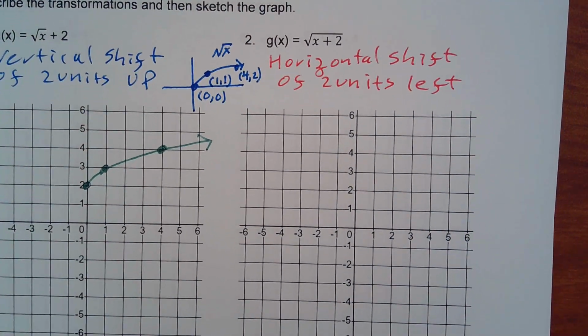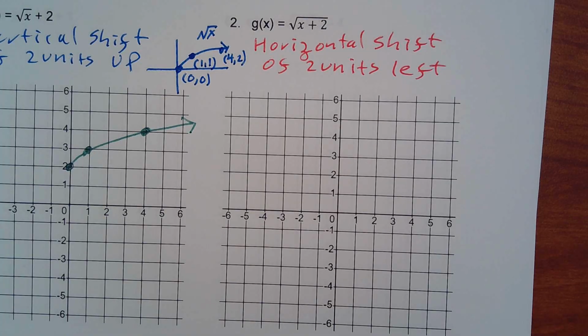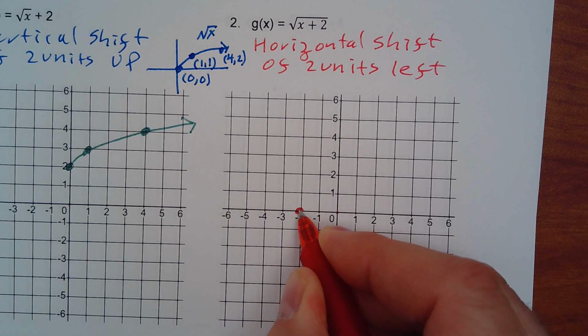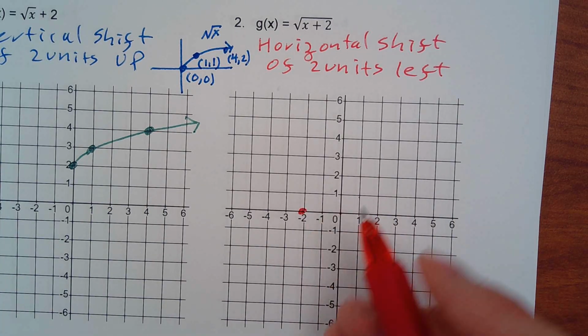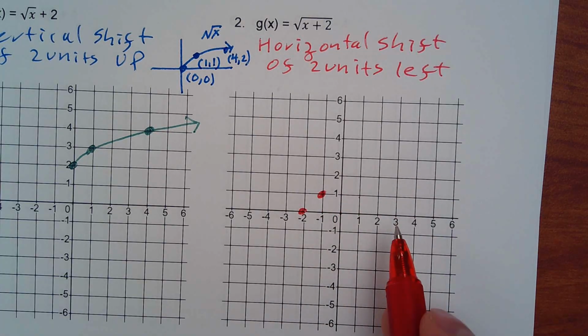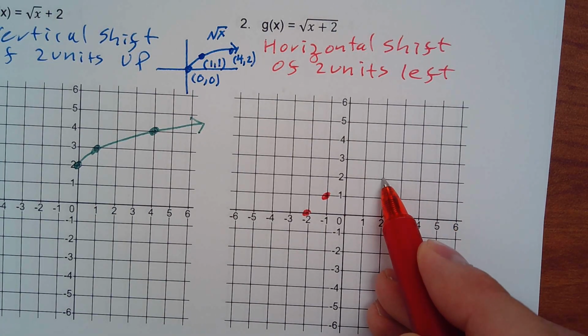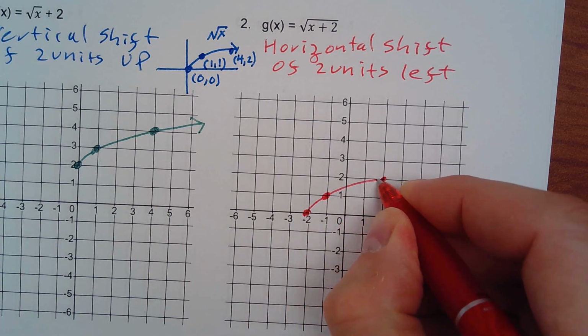For problem number 2, doing the same thing, but this time I'm shifting everything 2 units to the left. So I'm going to start with my point 0, 0, and I move to the left. 1, 2. Next point is 1, 1. I'm going to shift to the left. 1, 2. Third point is 4, 2. I'm shifting to the left 2. And then I'm going to sketch in my graph.